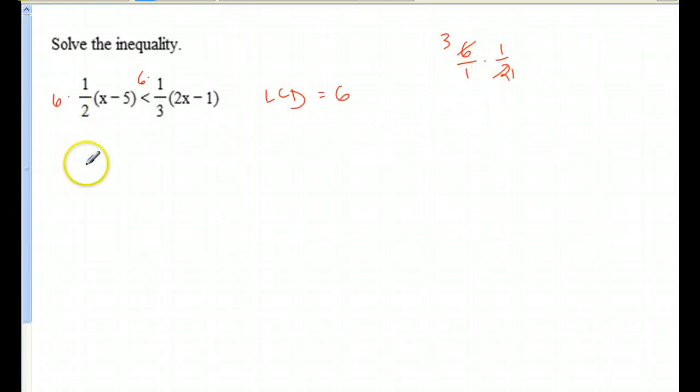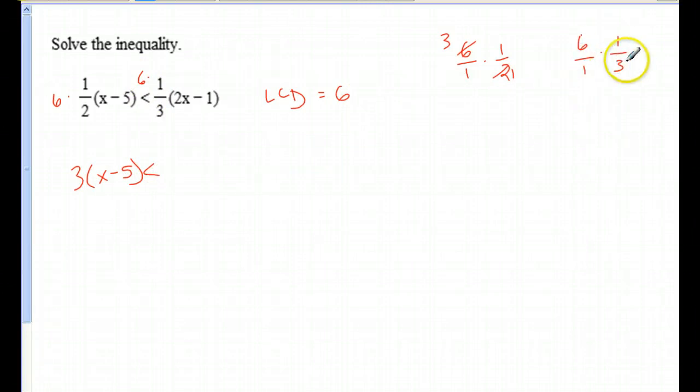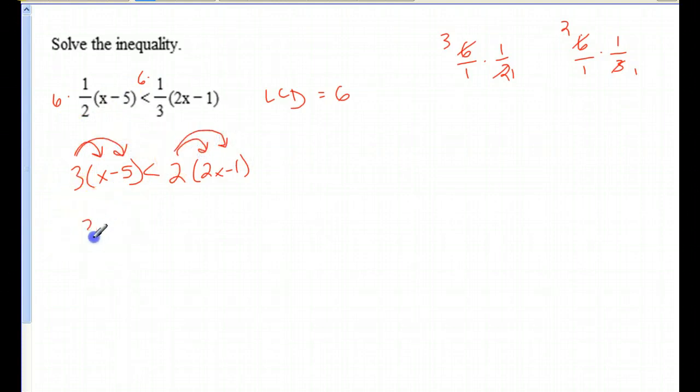So I'm left with 3 times x minus 5 is less than, same thing on the other side, 6 over 1 times 1 over 3. The 3 will go into the 6 2 times. And I'm left with 2 times 1 over 1 times 1, or just 2 times 2x minus 1. Alright, and now there's no fractions, so I can distribute 3 through, I can distribute the 2 through, and I have 3x minus 15 is less than 4x minus 2.